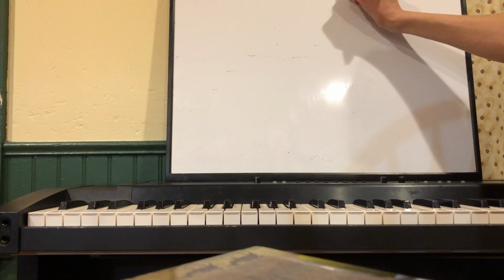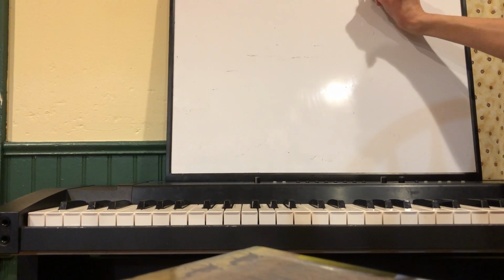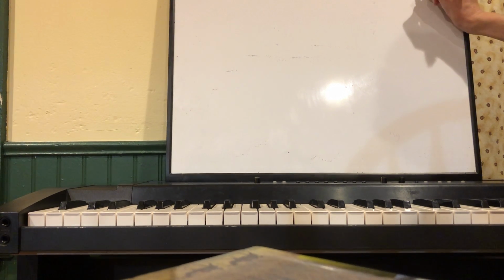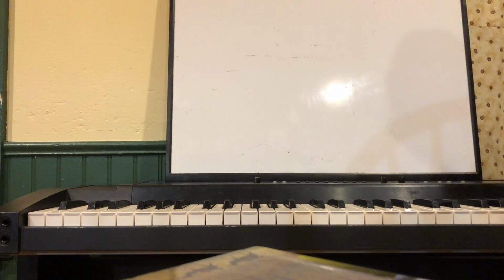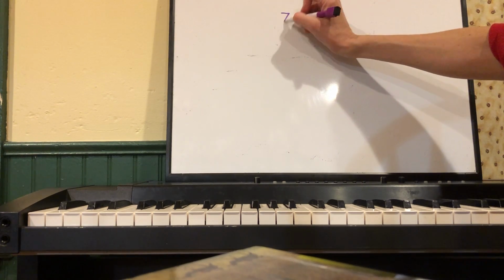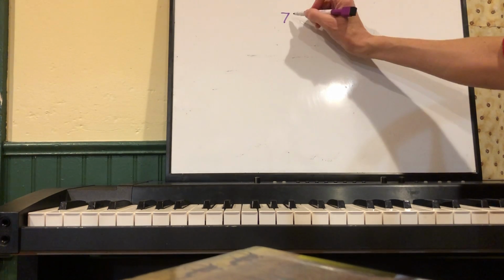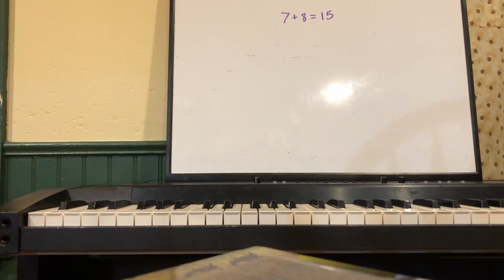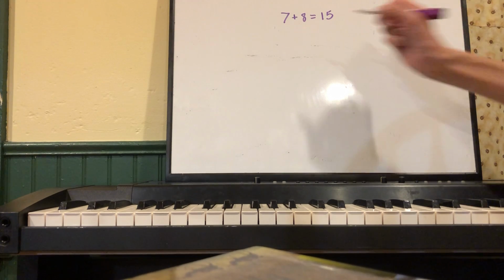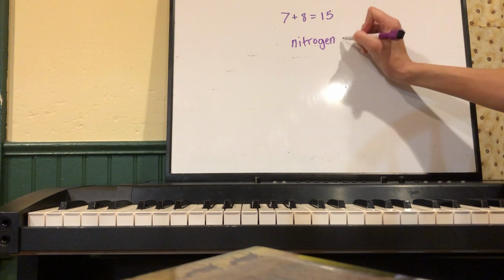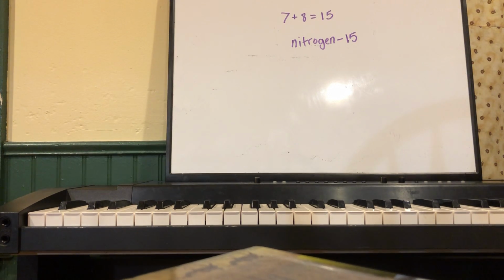And remember, the mass number is the number of protons plus the number of neutrons. Okay? So, in this example, this nitrogen has 7 protons plus 8 neutrons. So it has a mass number of 15. So its name is going to be nitrogen-15. Okay? That's how you do those.